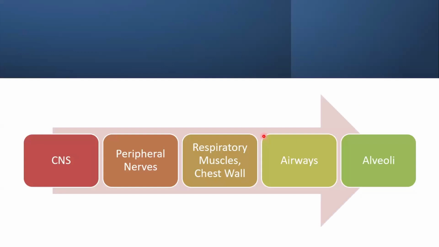This is the control of the breathing system or the respiratory system. It is controlled by the CNS through the peripheral nerves, and the respiratory muscles and chest wall play an important role in the mechanics of the respiratory system. Airways transfer oxygen and air from the environment into the lungs, from where the gas exchange takes place in the alveoli. So the first four of these components constitute the respiratory pump, while the alveoli are the places where gas exchange takes place.